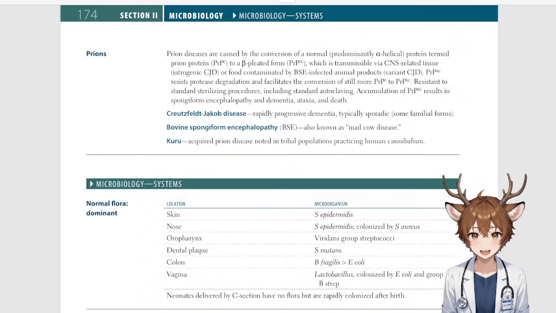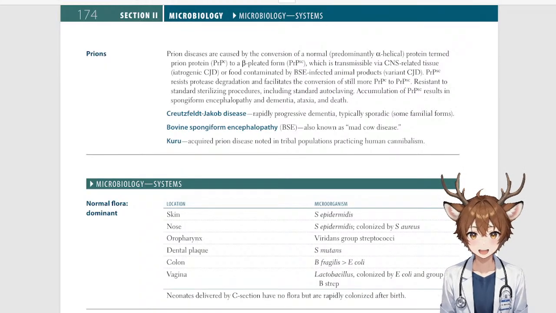Kuru, BSE, mad cow disease, right? And then Creutzfeldt-Jakob disease.